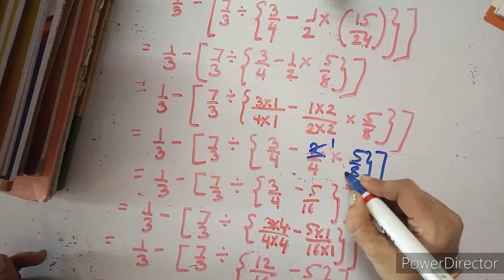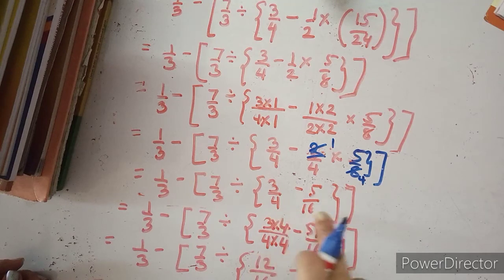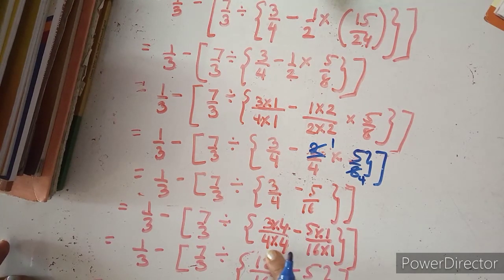2 1s are 2, 2 4s are 8. So you have 5, 1 into 5 is 5, and then 4 into 4 is 16. Okay, now after taking out the LCM of these two, you get 4 4s are 16 and 3 4s are 12. 12 upon 16 minus 5 upon 16.